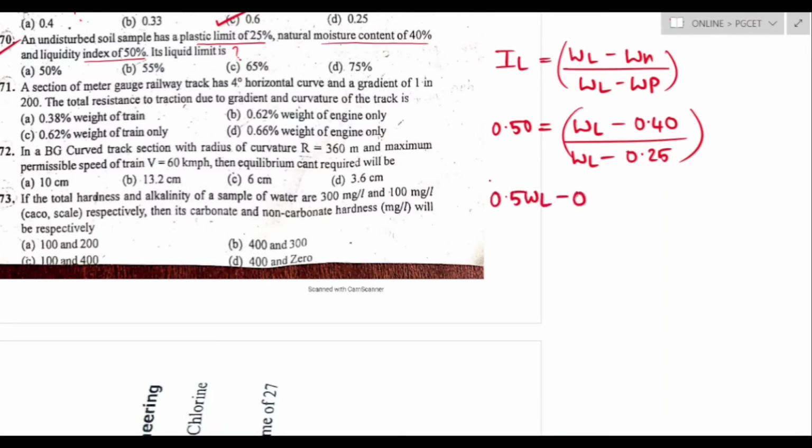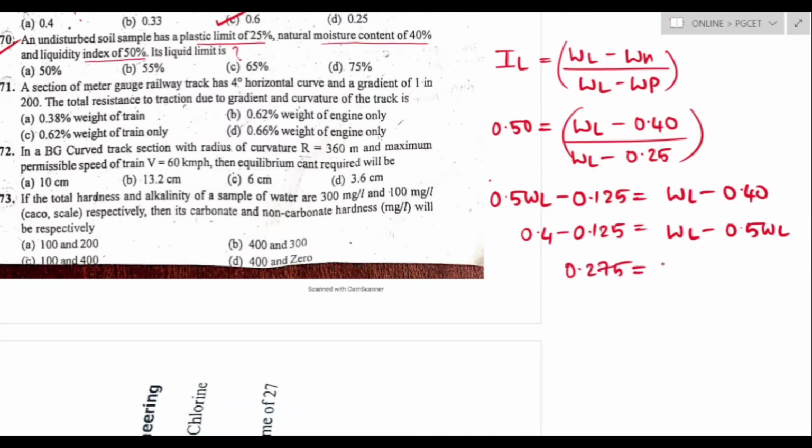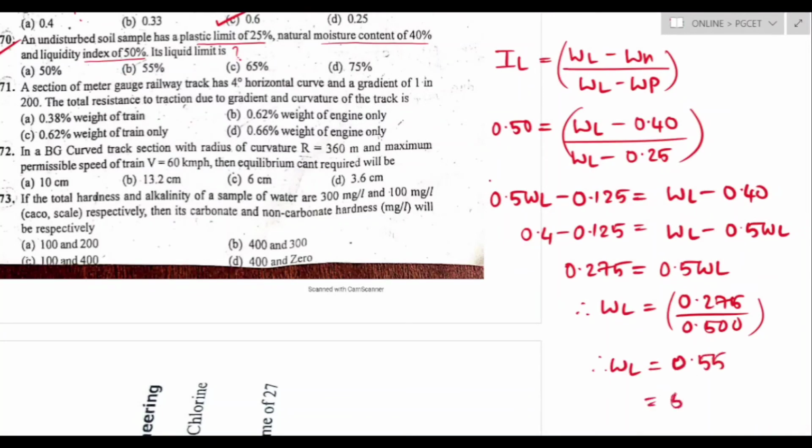0.5 WL minus 0.125 is equal to liquid limit minus 0.40. Therefore, liquid limit minus 0.5 liquid limit, and 0.4 minus 0.125 is equal to 0.275, which equals 0.5 liquid limit. Therefore, liquid limit is 0.275 divided by 0.50. Liquid limit is 0.55, that is 55%. Option B will be the right answer.